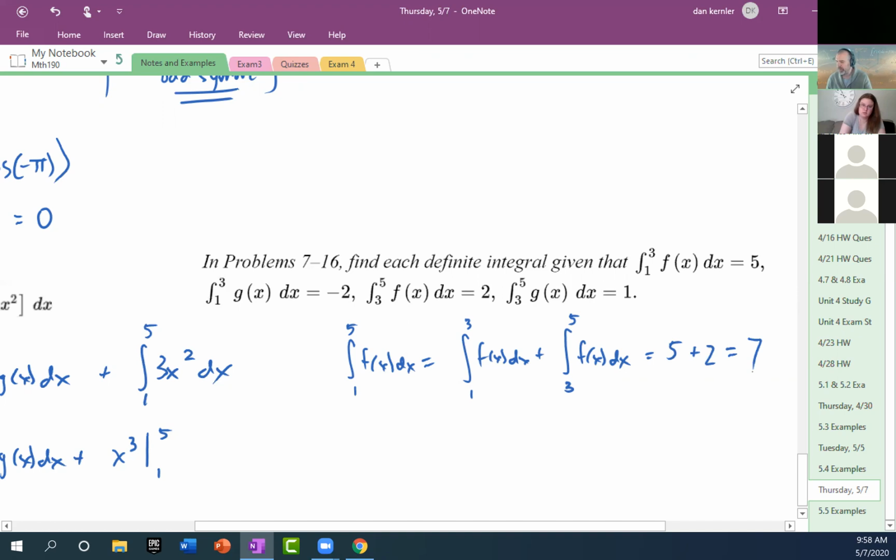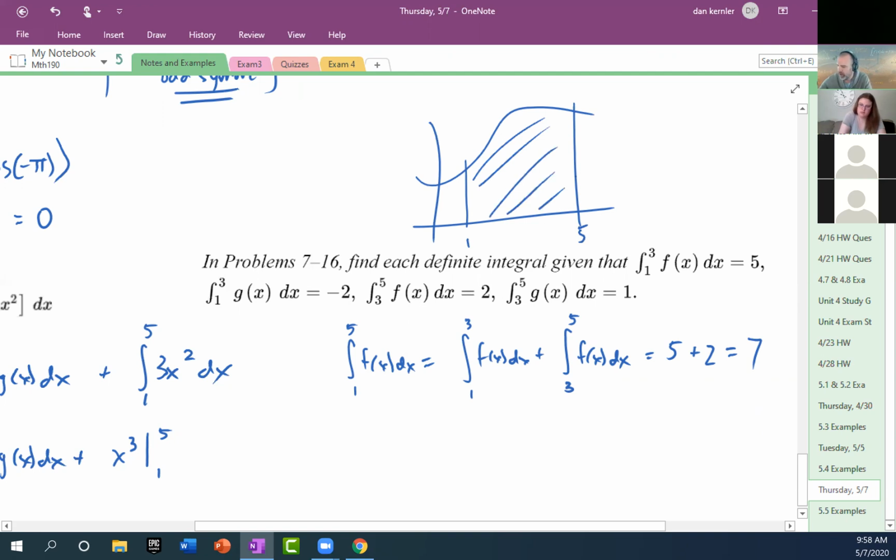equals 7. What you're doing here is you have some function, we don't know what it is, but you're going from 1 to 5, and you're trying to find the area under that. And you could go from 1 to 3, find that area, and then add the area from 3 to 5. So you're just breaking it up. As long as they're all connected, you can add those together.